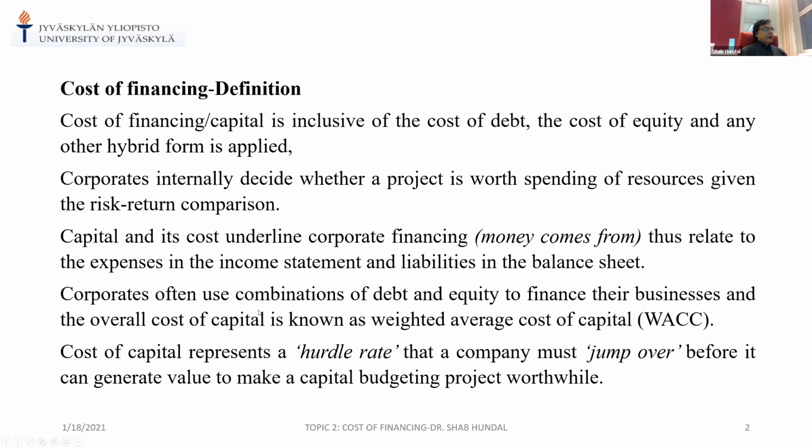So basically, the capital or financing is an aggregation of the debt and equity. And the cost of capital or the cost of financing is also called weighted average cost of capital, because we're combining the relative share of debt and equity, and then we multiply them with their respective costs, and thus we arrive at the weighted average cost of capital.